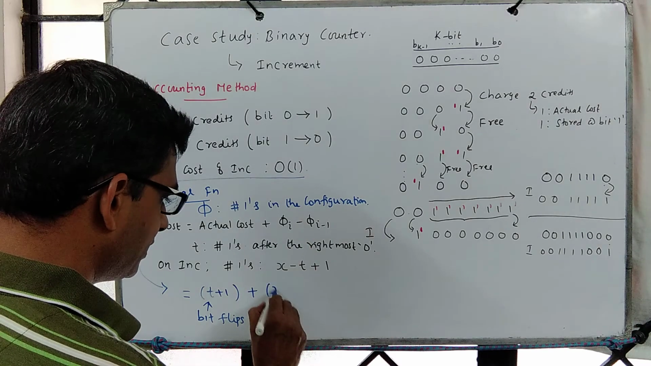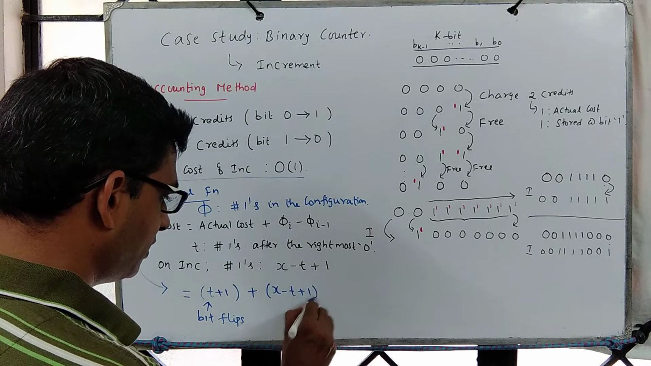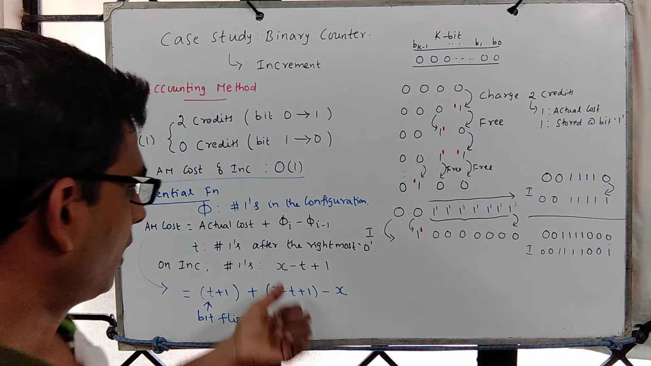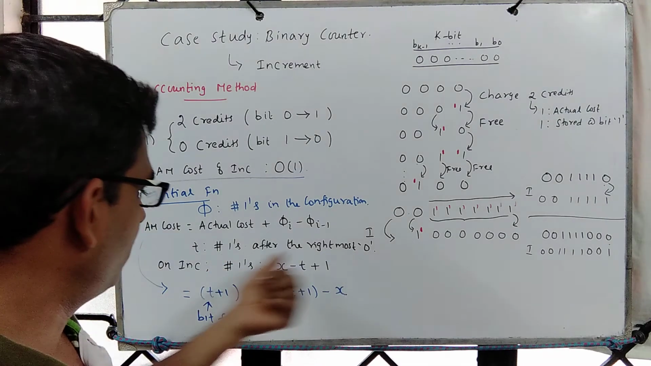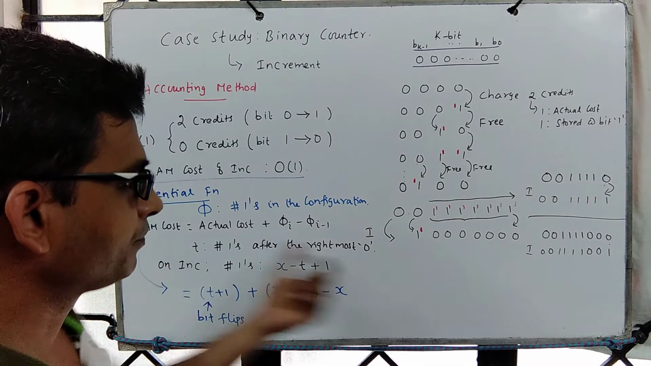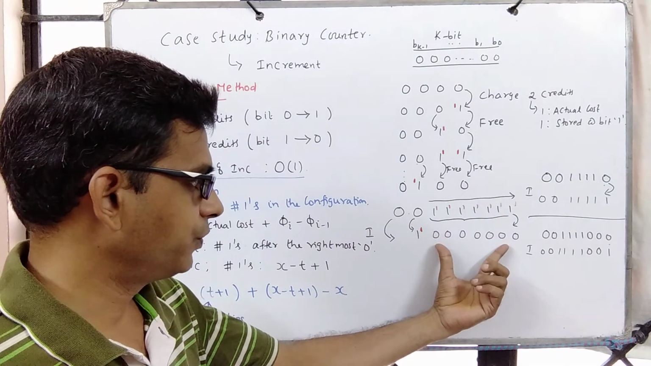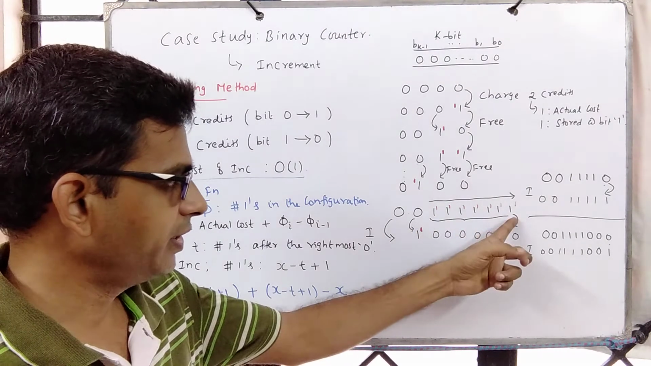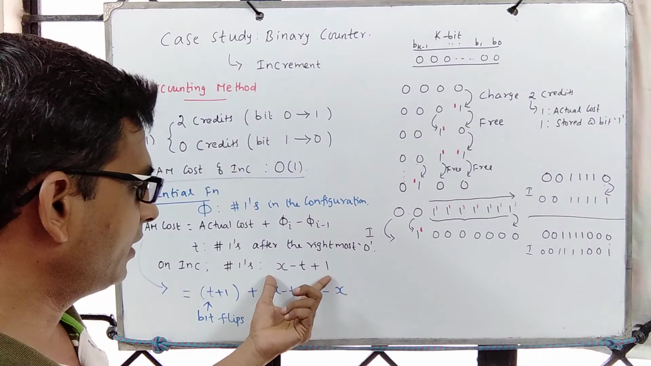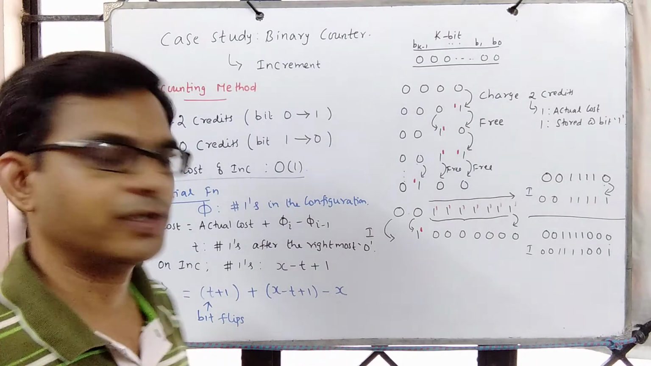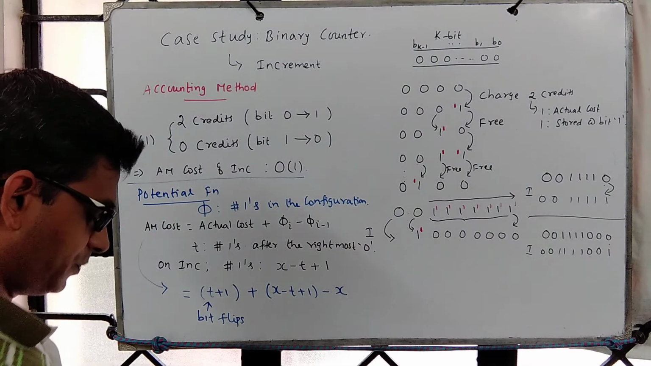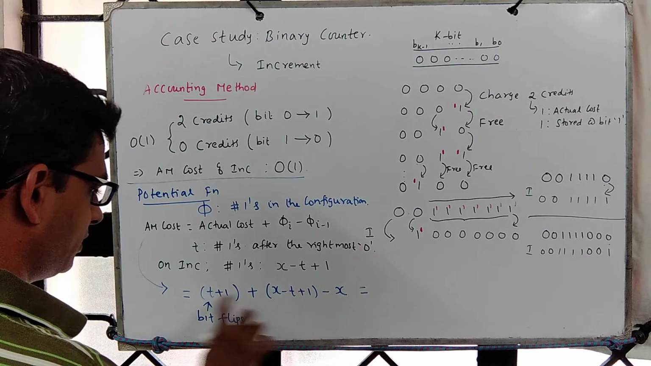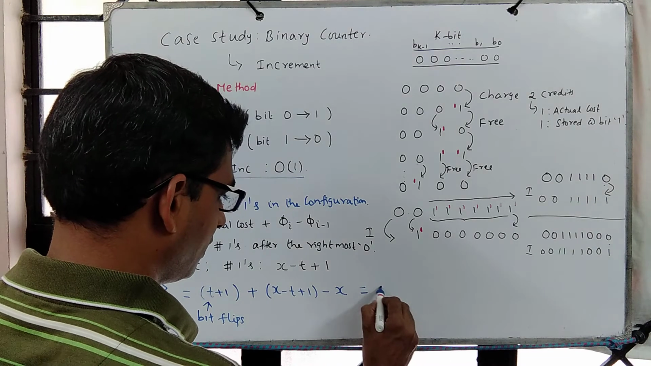The number of ones before the operation is x. The number of ones after the rightmost 0 is represented using the variable t, and all of these will be flipped to 0, and this one is flipped to 1, which means x minus t plus 1. This would be the number of ones after the increment operation. So this is precisely our amortized cost. You see that all of them will get cancelled, so you get 2.